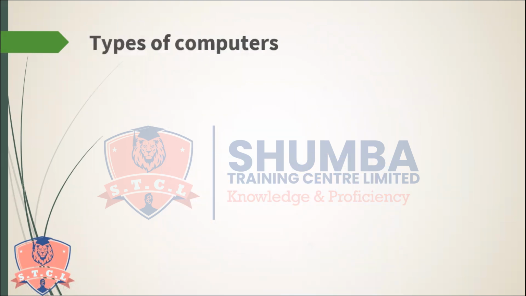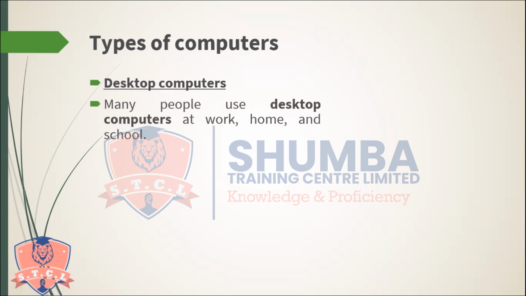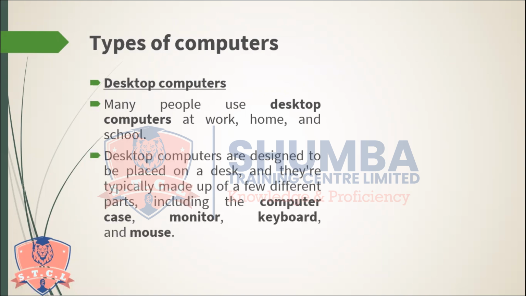Now let's look at desktop computers. Now, desktop computers, many people use these computers at work, at home, and in schools. Desktop computers are designed to be placed on a desk, and they are typically made up of a few different parts, which include the computer case, monitor, keyboard, and a mouse. So a desktop computer is typically made for being placed on a desk. You cannot move around with a desktop computer.